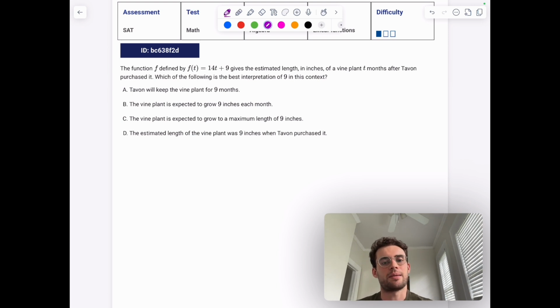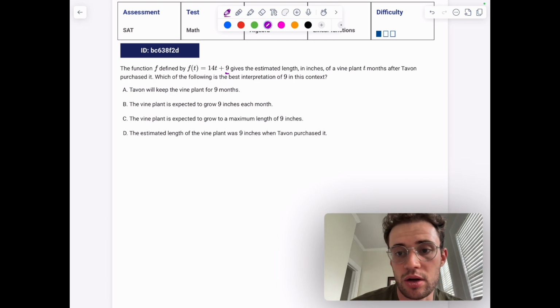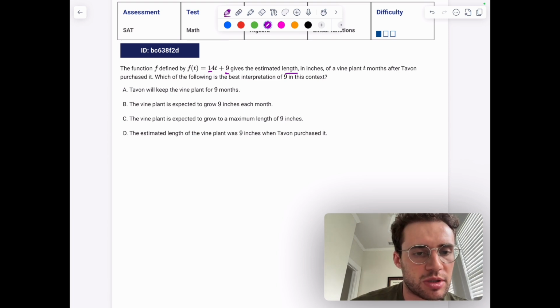Which of the following is the best interpretation of 9 in this context? 9 is the initial amount, so even when t was 0, if 0 months had passed, it was still a length of 9. That's like your initial amount, and 14 is how much it's growing per month in inches. So it grows 14 inches per month, but it started at 9 inches.